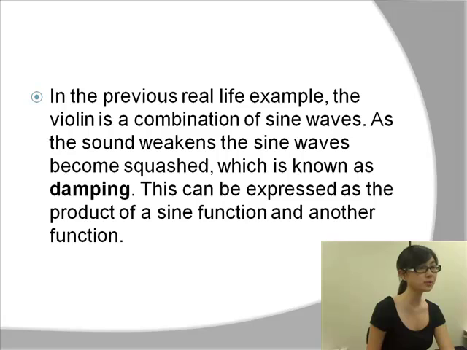So in the previous lecture, we talked about the violin and how each string creates a sine wave. Now as the sound weakens, the sine wave becomes squashed, which is known as damping. This can be expressed as the product of a sine function and another function. So we multiply two functions together.